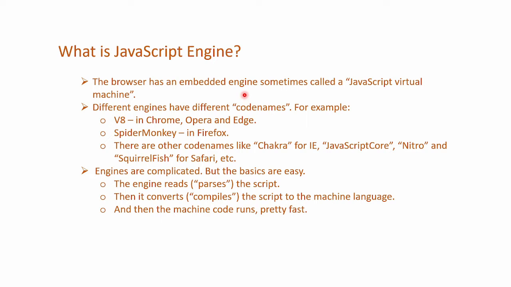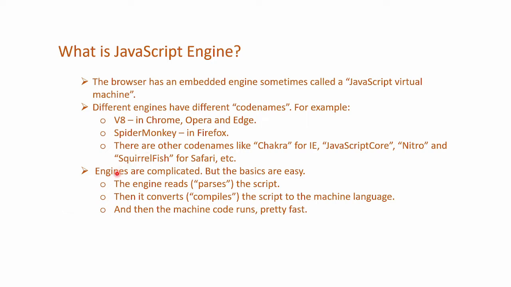There is an enormous number of browsers, and all browsers have their own code names for the JavaScript engine. For example, Chrome, Opera, and Edge have V8 as the code name for the JavaScript engine. Firefox has SpiderMonkey. Chakra is for IE, JavaScript Core, Nitro, and Squirrelfish for Safari, etc. We'll take the example of V8, which is for Chrome, later on in the later slides.